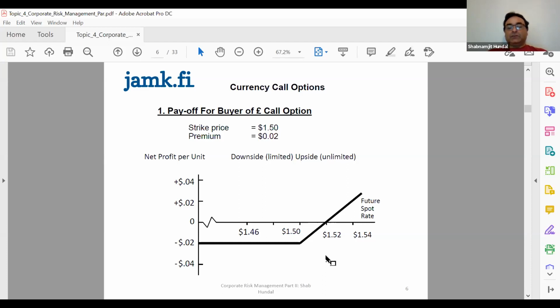When the market price is 1.52, but the strike price, the option contract price, is 1.50, will you exercise or will you not? You will. Because if the market price is 1.52 and you buy from the market, the pound will cost you 1.54.